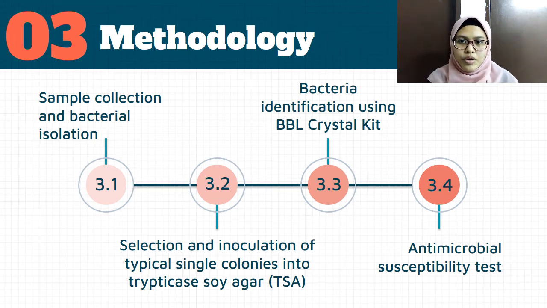Lastly, 3.4 The bacteria will undergo antimicrobial susceptibility test. A total of 17 antimicrobials will be used in this test. The result of the test will be used to calculate the multiple antibiotic resistance, MAR, index.